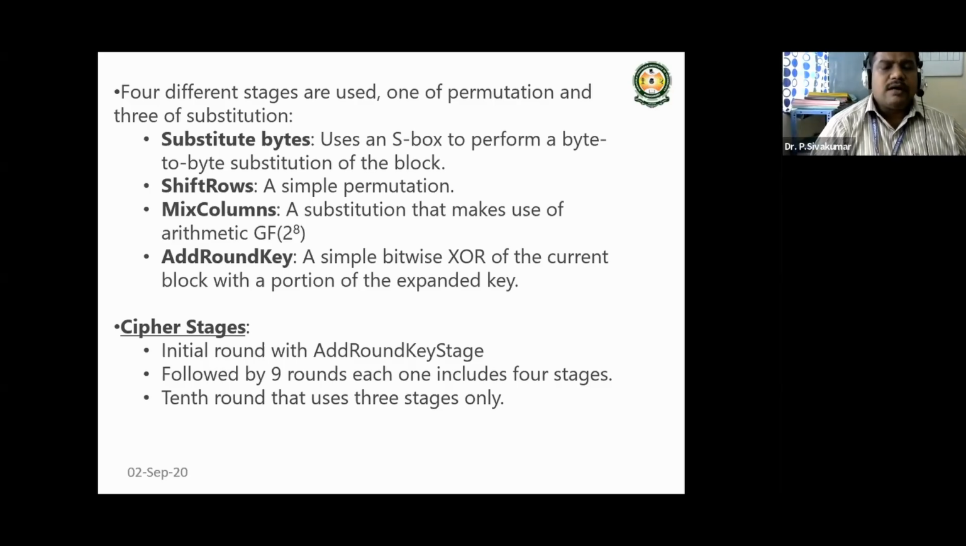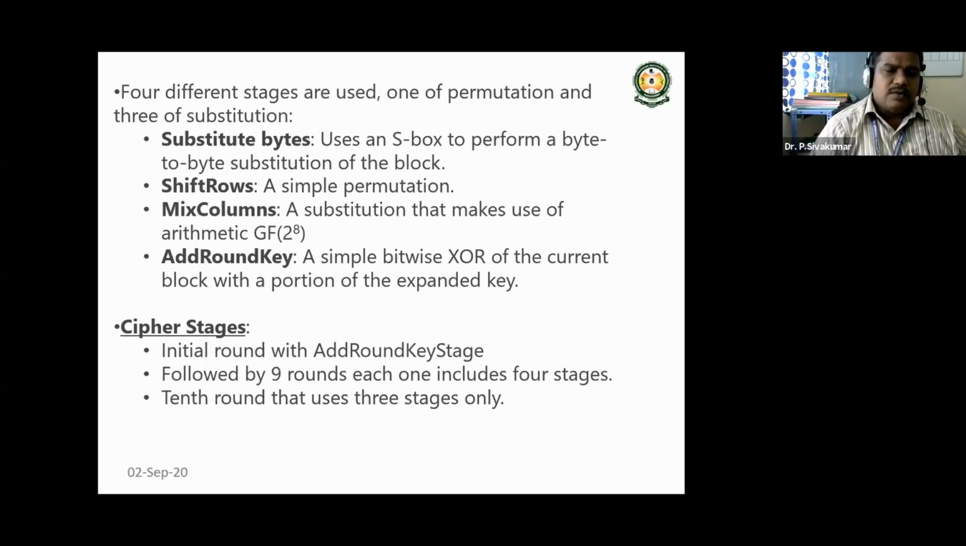We take one block, the 128 bits, and represent it as 16 bytes in rows and columns, 4 rows and 4 columns. That 16 bytes is processed with the S-box operation to get one intermediate value. Next, on the intermediate value, we give it as the input to the shift row operation.